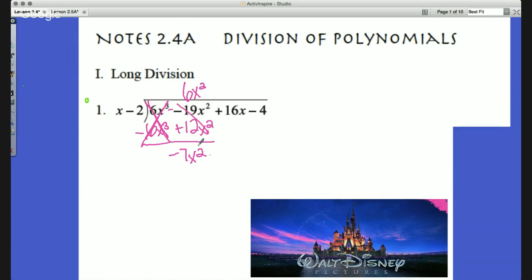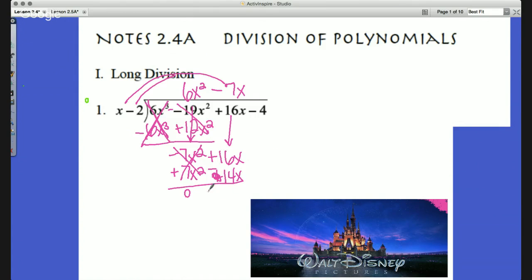So I've got that. As I bring that down, I then bring down the next one, so I add 16x here. Now my question is, what can I put here that when multiplied by x gets me to negative 7x squared? Well, I keep the sign and I just take away an x. So I have negative 7x. Now just like before, I'm going to distribute to both of these. Negative 7x times x is negative 7x squared. Negative 7x times negative 2 is positive 14x. I change the sign, change that one. This would be a negative. This one cancels, getting 0, okay?